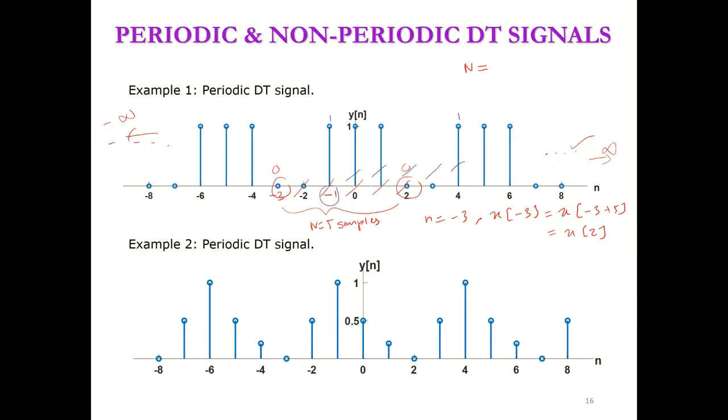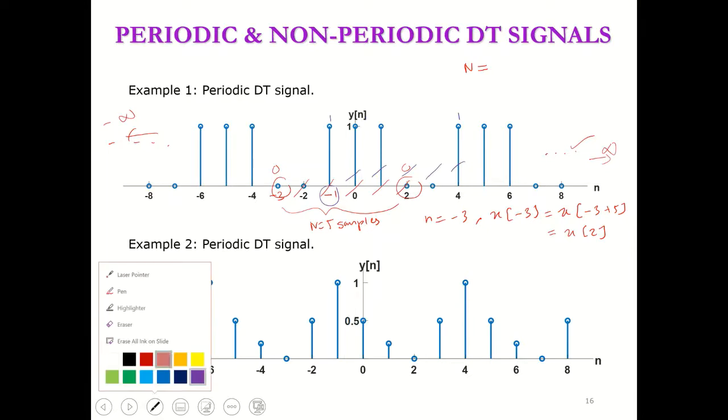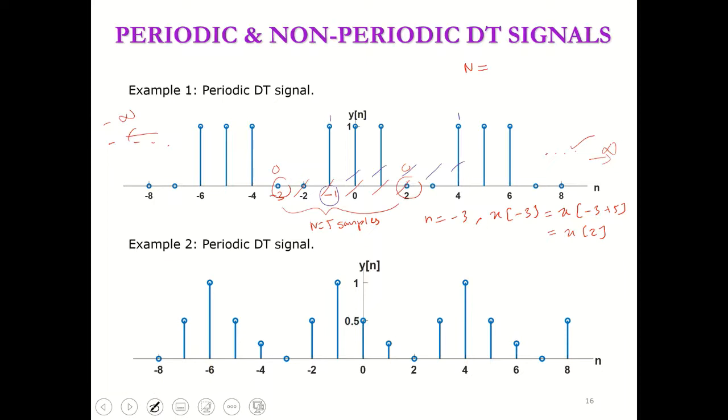If we want to further examine, we look at n = 0. At n = 0, the value is 1. So we count up to 5 again: 1, 2, 3, 4, 5. We see the value at 0 is 1, and the value at 5 is also 1. So we say that the first signal, this plot, is a periodic signal.